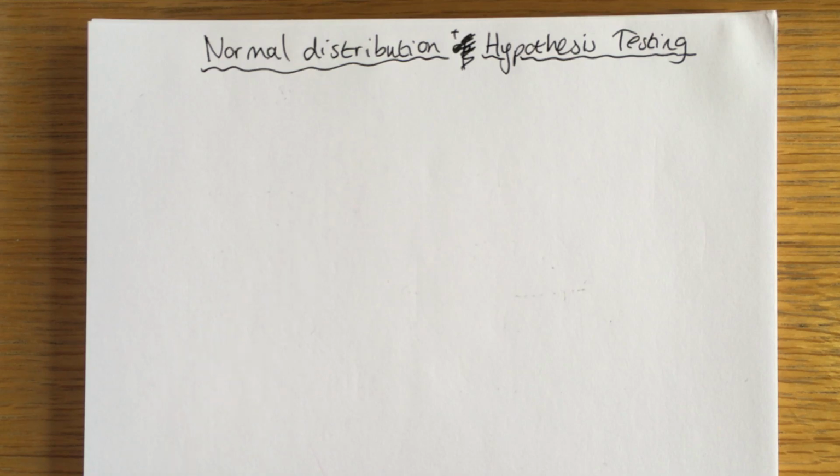Okay, so we're going to do the final part of normal distribution, which is looking at hypothesis testing. In terms of the actual hypothesis testing itself, it's the same type of format in terms of a null hypothesis and alternate hypothesis as binomial, but the way we look at hypothesis tests is different.